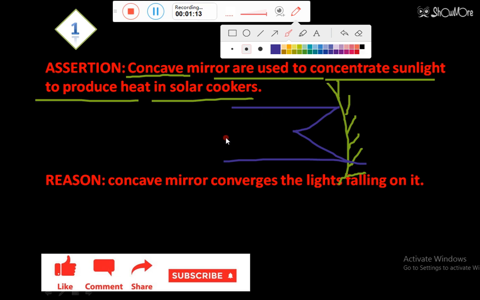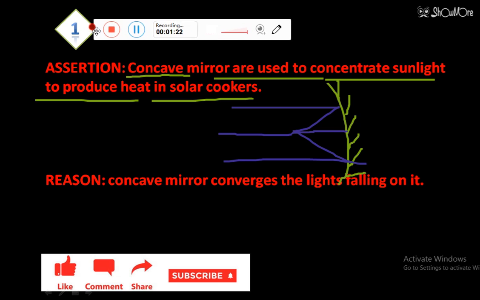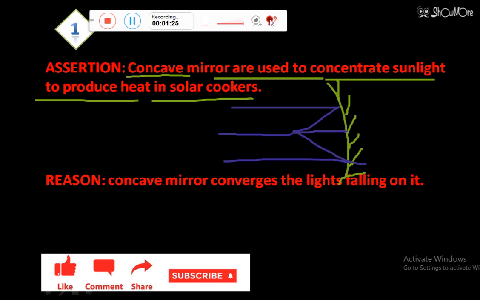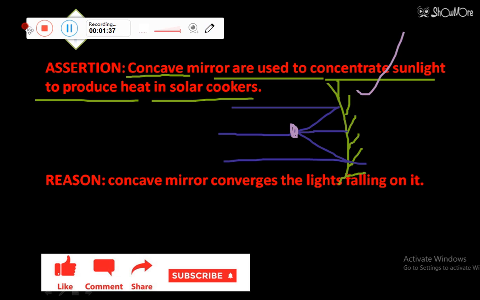So the statement saying that concave mirrors are used in the solar cooker to concentrate the sunlight is absolutely true. So this statement is true. Now see the second one.